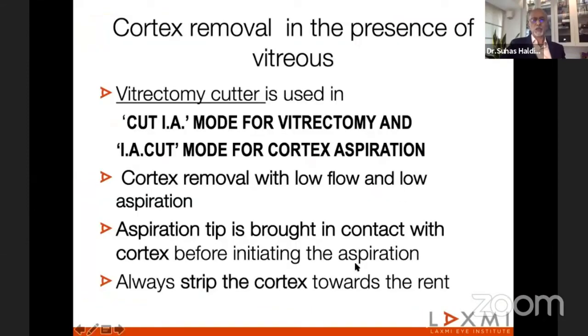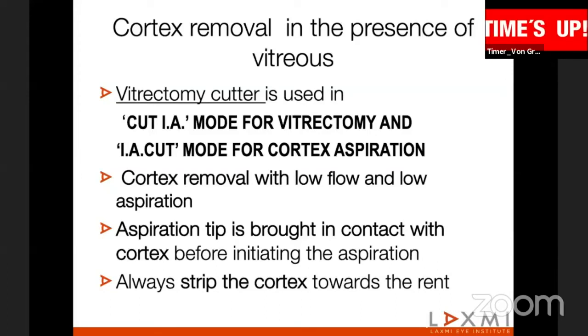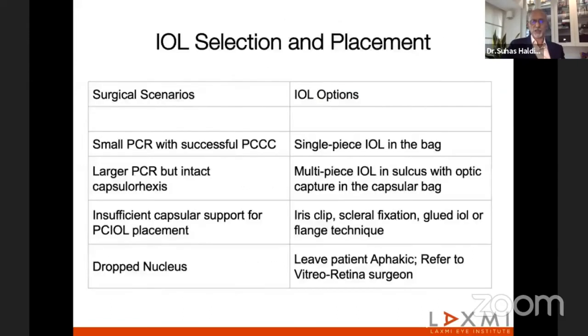So after the nucleus is managed, the cortex needs to be removed in the presence of vitreous. You have to use a vitrectomy cutter. It is used in two ways. You use cut IA mode for vitrectomy and IA cut mode for cortex aspiration. That's very important. You have to reset it. Cortex removal with a low flow and low aspiration. The aspiration tip is brought in contact with cortex before initiating the aspiration.